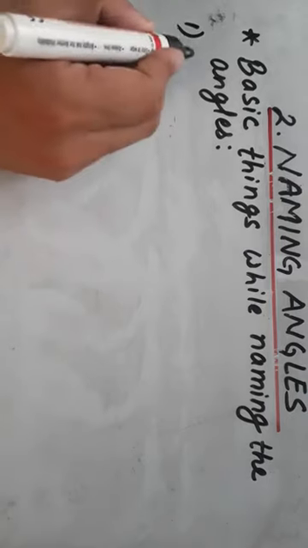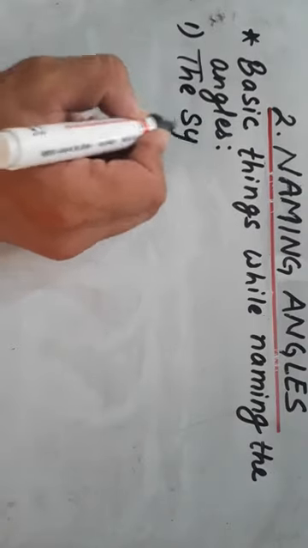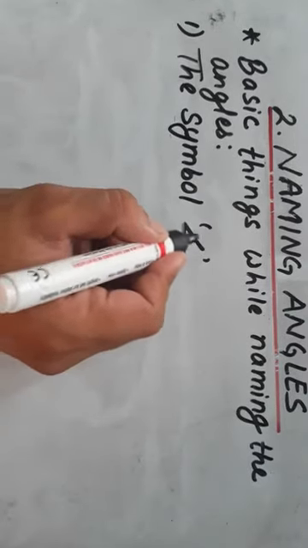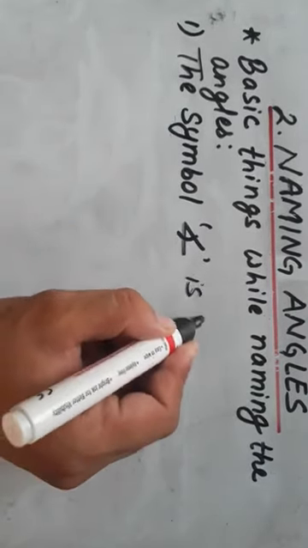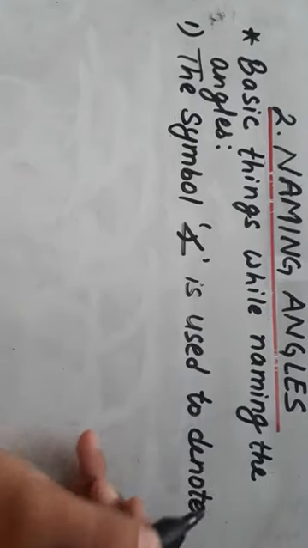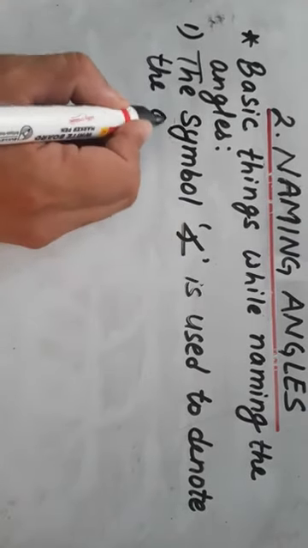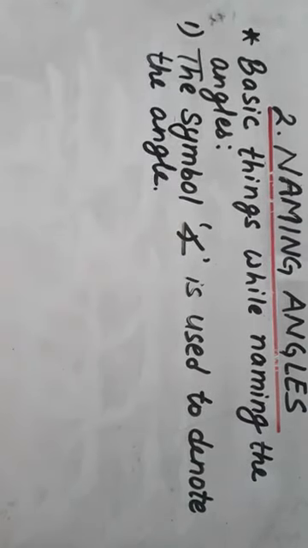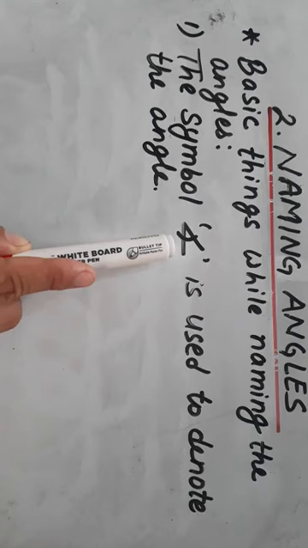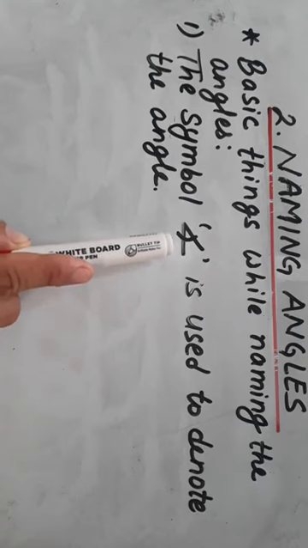So students, the symbol angle is used to denote the angle. While naming the angle, always you should use the symbol of angle. The symbol of angle is this. This is the symbol of an angle. While naming the angle, always you should use this symbol.